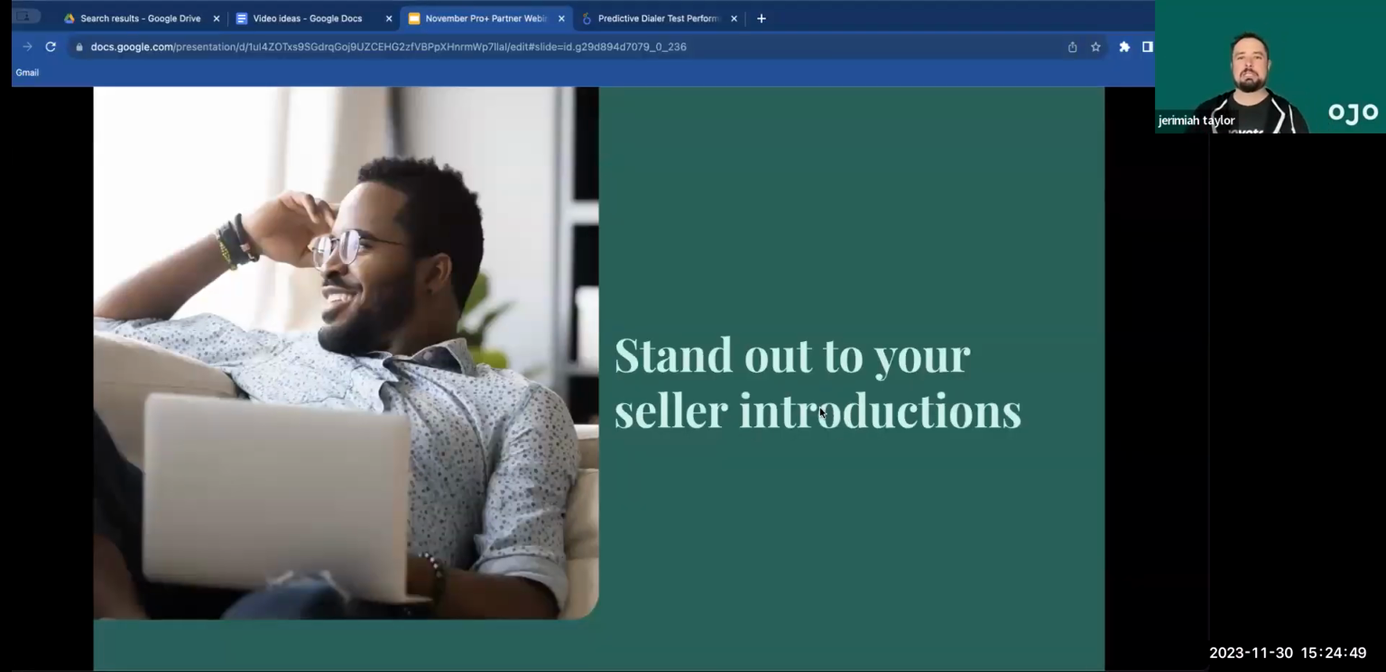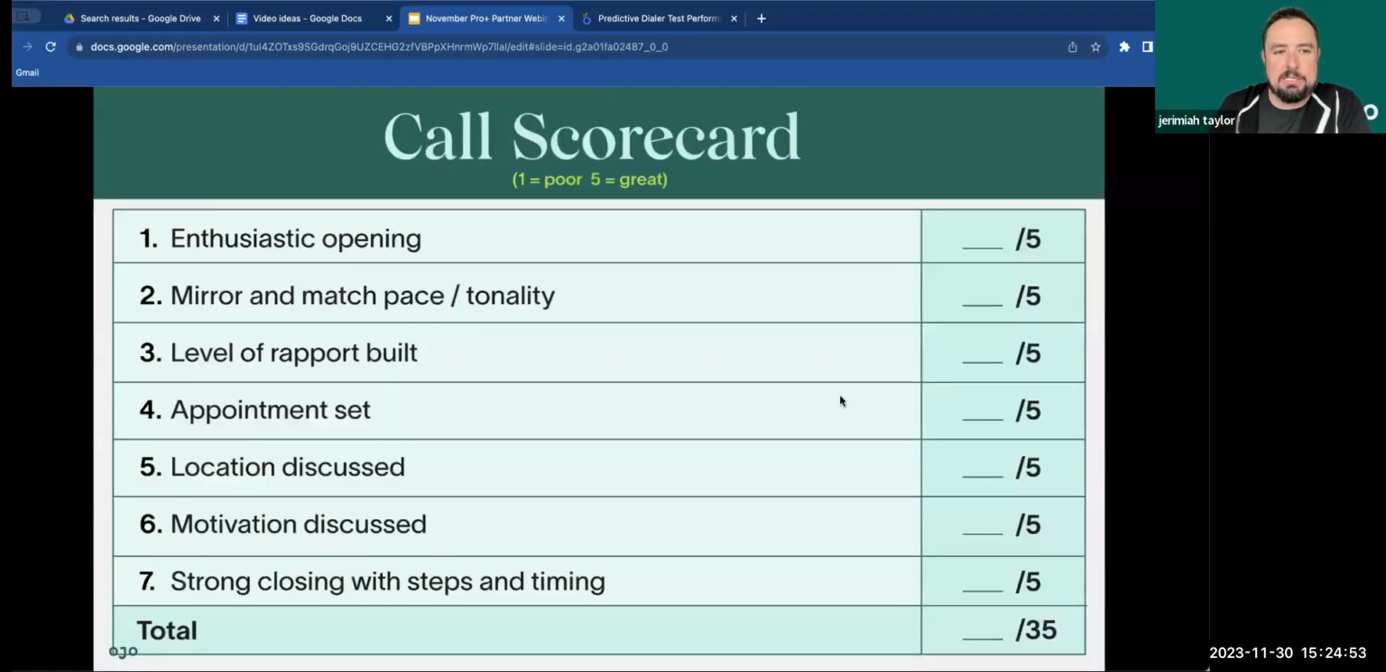Okay, cool. I got a couple more things that I'm going to take you through, and then I want to kick it over to our panel. So I'm actually going to speed through some of this. Just so you all know, when we're listening to these calls, this is what we are listening for on the call. Was there an enthusiastic opening? Could you hear the smile on their face? Did they mirror and match pace and tonality? Did they build rapport? Really, were you listening to what the person was telling you and responding?